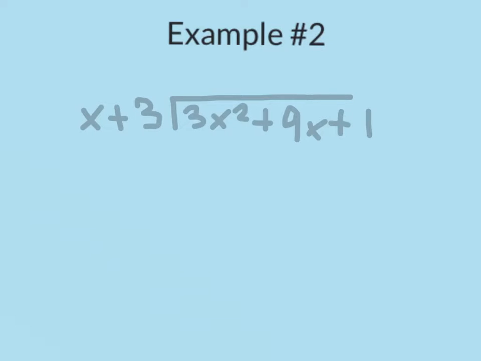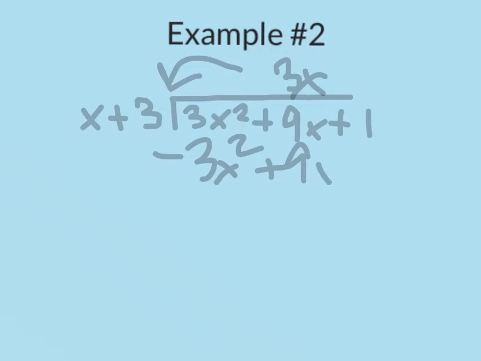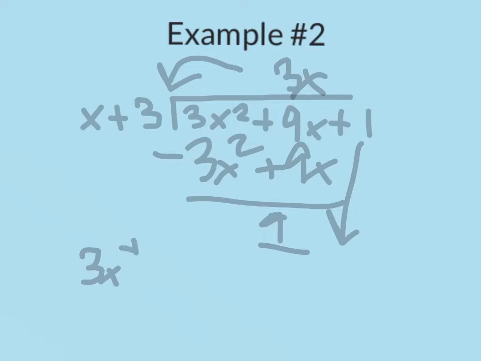So in order to get the first number, 3x squared, we have to multiply x 3x times. So now we multiply it, and we have minus 3x squared. Then multiply 3x by 3 plus 9x, and subtract it. And now we bring down that 1, so we still have one number left, but that cannot be divided by x plus 3. So our answer would be 3x plus 1 over x plus 3, since 1 is our remainder.